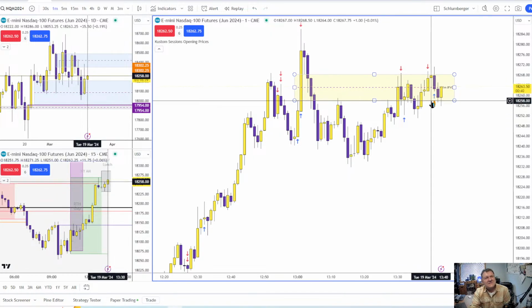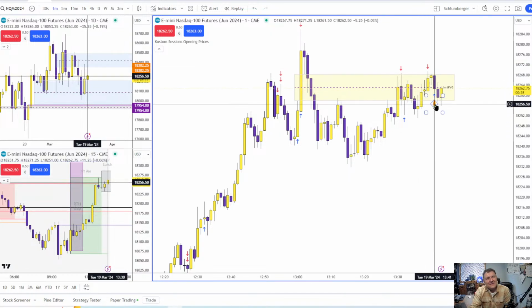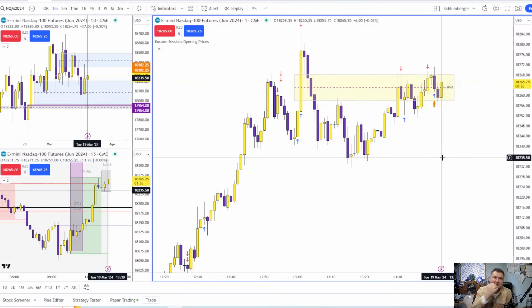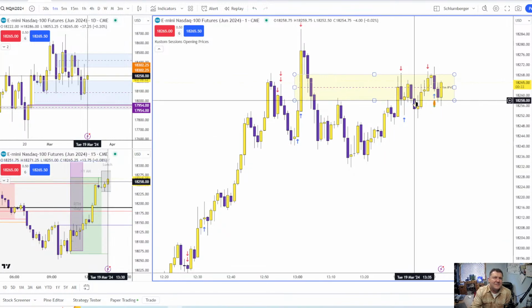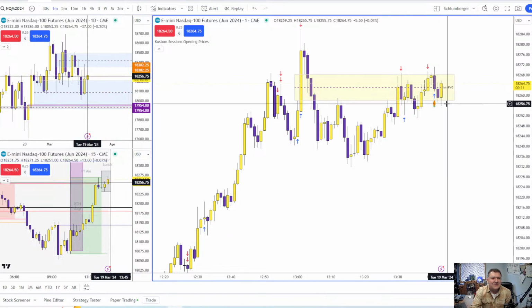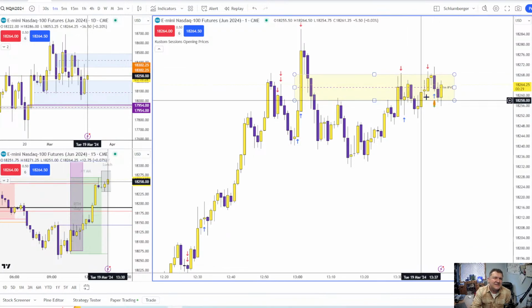That is not an ICT standard, I don't want it to go above the high anymore. It's going to listen to me, right? So it came all the way back down into this order block here. Mean threshold, nicely. Discount array.